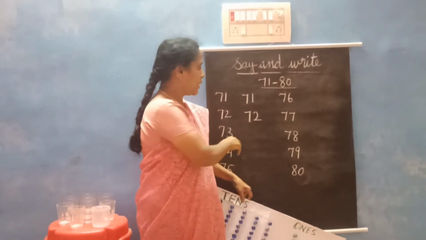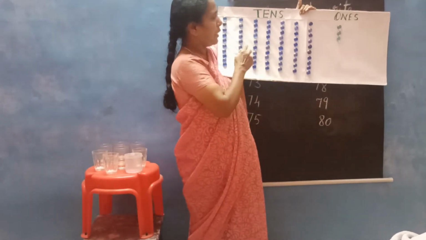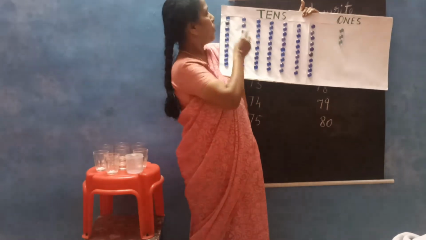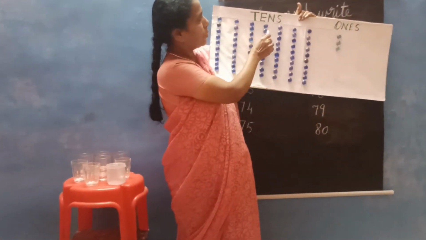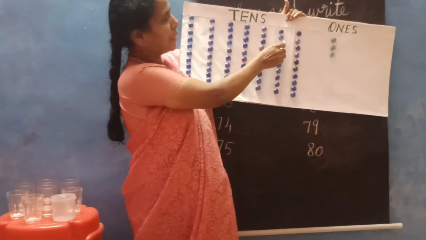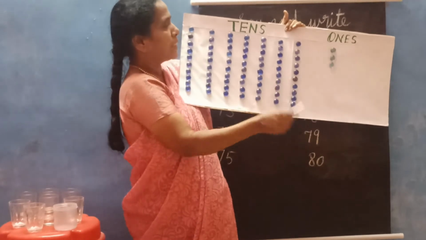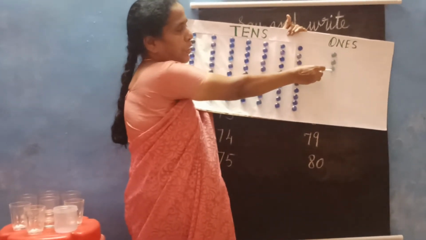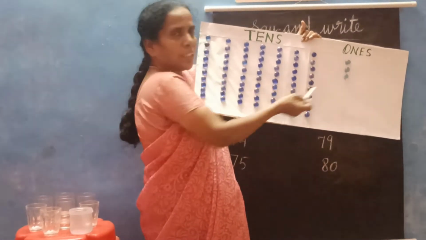Now we will see the number 73. In 73, how many tens are there? How many ones are there? We will see. 1 ten, 2 tens, 3 tens, 4 tens, 5 tens, 6 tens, 7 tens. The ones place, how many ones are there? 1, 2, 3. 3 ones. 7 tens, 3 ones.